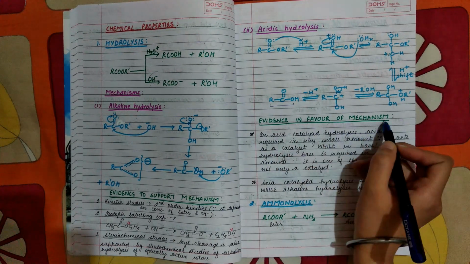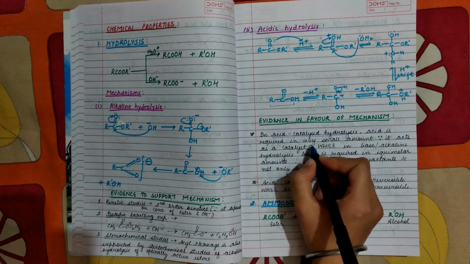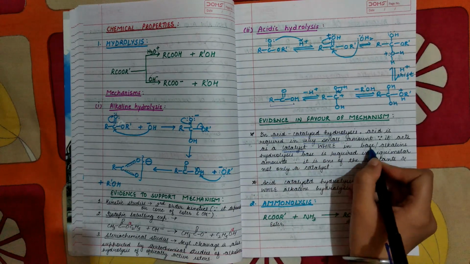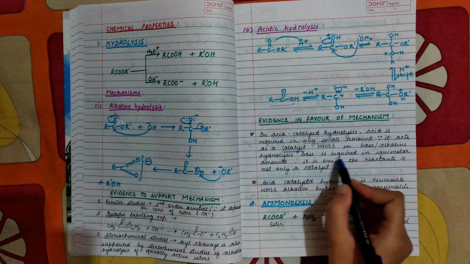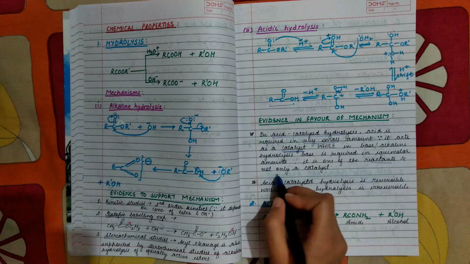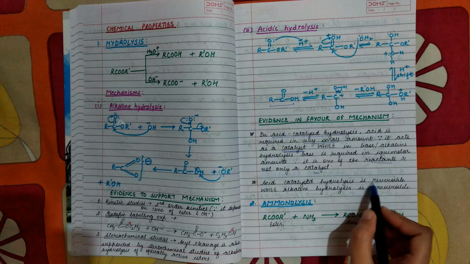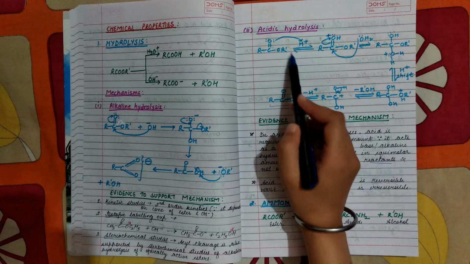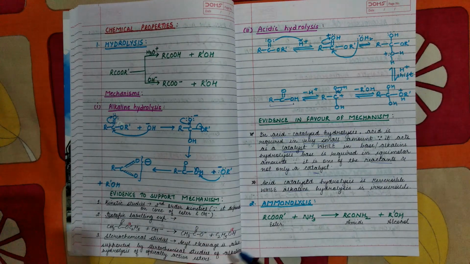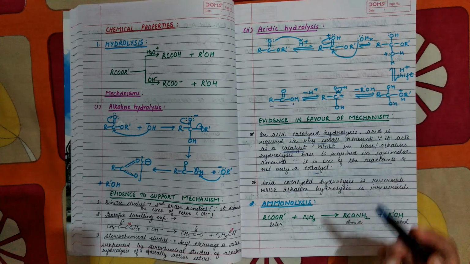Evidence in favor of mechanism. In acid catalyzed hydrolysis, acid is required in a very small amount because it acts as a catalyst only, while in base or alkaline hydrolysis, base is required in equimolar amounts because it is one of the reactants and not a catalyst only, right? Acid catalyzed hydrolysis is reversible as seen from the mechanism, while alkaline hydrolysis is irreversible. So these 2 points may also be written in the differences between the two.